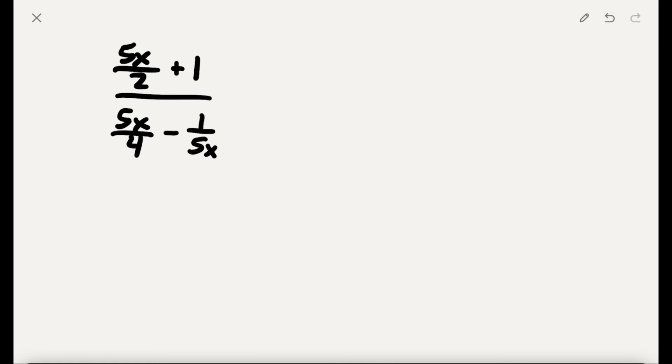Okay, the next one is 5x over 2 plus 1 over 5x over 4 minus 1 over 5x. Now, I'm going to do something a little bit different on this one, just because I feel like it'll help a lot. What I'm going to do is multiply the top and the bottom of this humongous fraction by whatever the denominators are for each fraction in the numerator and denominator. So, for example, there's a 2 here. I'm going to multiply the top and the bottom by 2.